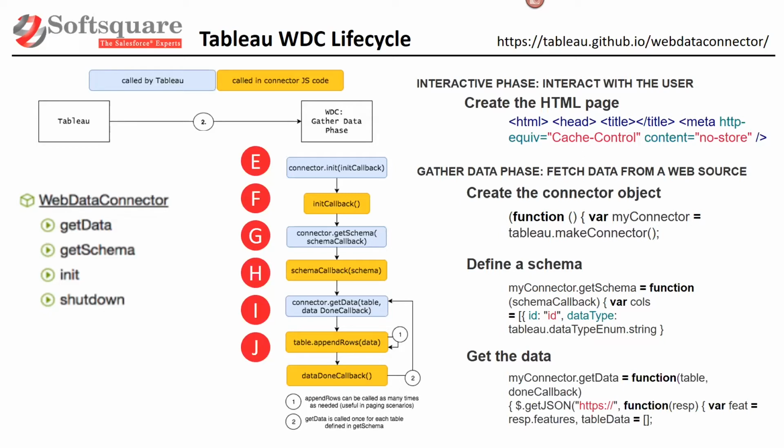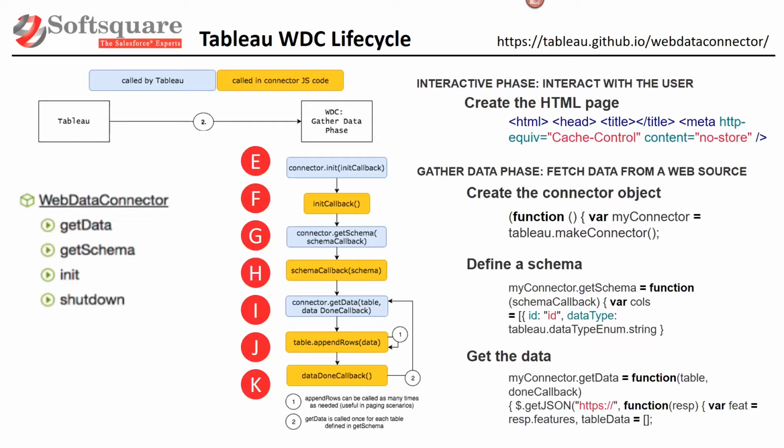We are going to take 12 days of Fitbit fitness data, every minute heart rate for 12 days, and you can see how quickly that visualizes in Tableau in our demonstration today. Okay, so this is again the data gathering phase. So we went to J, and right after J, it's finally once all the data has been fetched and it has looped through all the data, your data done callback is called. And once that's done, the WDC flow is completed, and the data now is analyzed within Tableau.